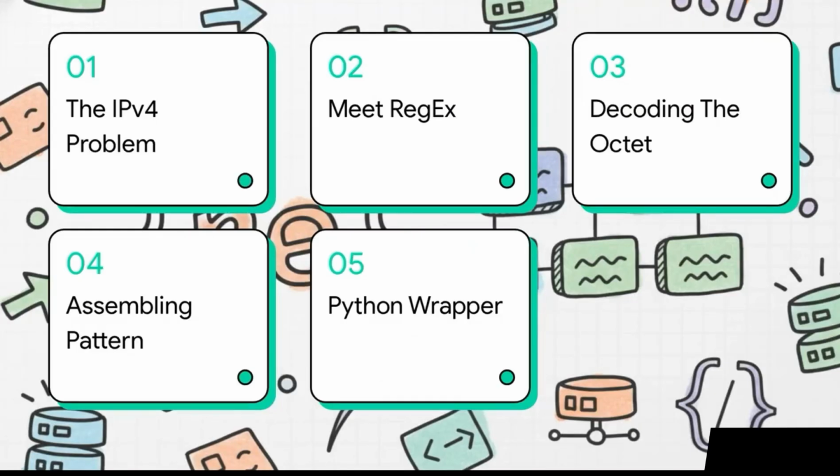So, to avoid cognitive overload, we're following a super clear roadmap today. 1. The IPv4 problem. 2. Meet regular expressions. 3. Decoding the octet. 4. Assembling the pattern. And finally 5. The Python wrapper. Let's get into it.